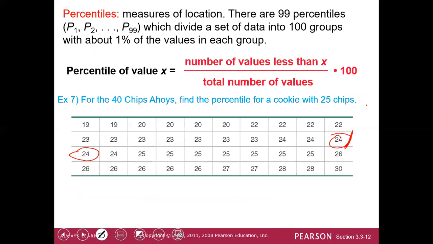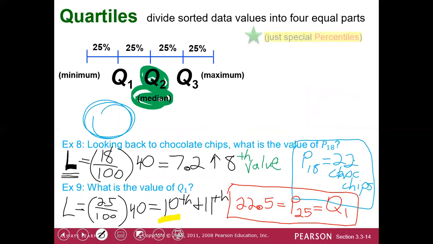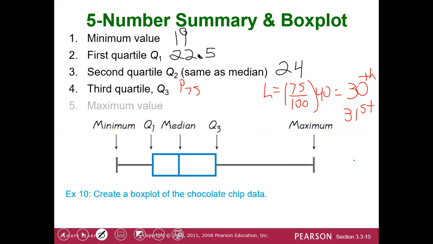Back to my data. The 30th value is the number 26. The 31st value is also the number 26. So the average of 26 and 26 is 26. It's going to be the number 26. And finally, the maximum value, if you look back at the data, the biggest number was 30. Now I have my 5-number summary.